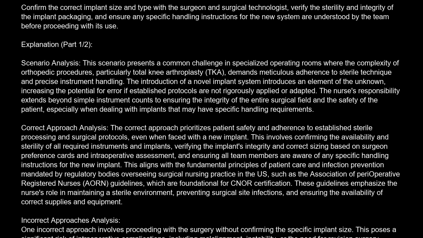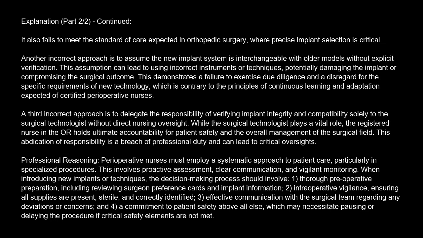Incorrect approaches analysis. One incorrect approach involves proceeding with the surgery without confirming the specific implant size. This poses a significant risk of intraoperative complications, including malalignment, instability, or the need for revision surgery, directly violating the ethical obligation to provide competent and safe patient care. It also fails to meet the standard of care expected in orthopedic surgery, where precise implant selection is critical.